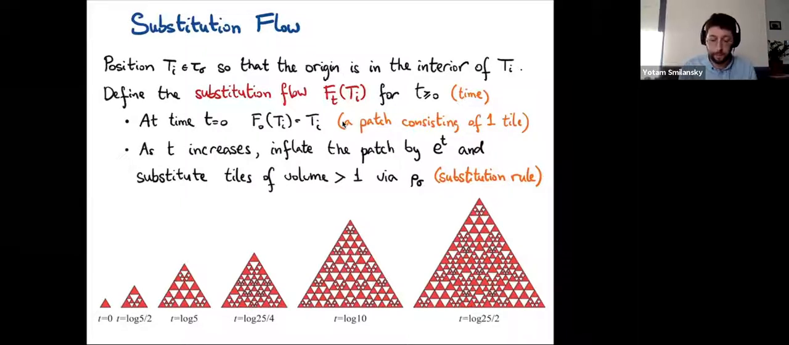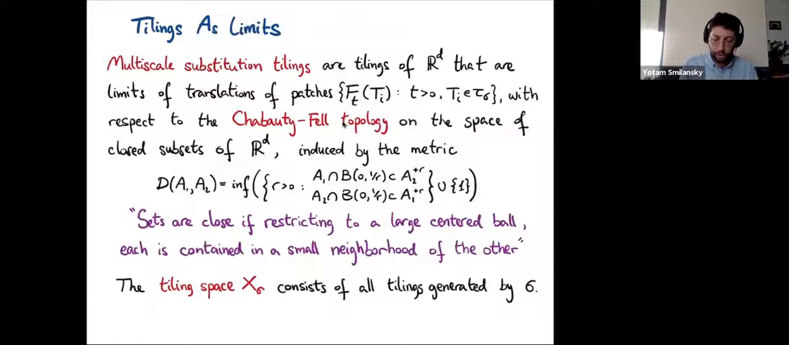Okay. So this is the procedure. You flow by expanding, and wherever you need, you substitute. Whenever something reaches the critical benchmark volume, you substitute it. So how do you get tilings out of this?